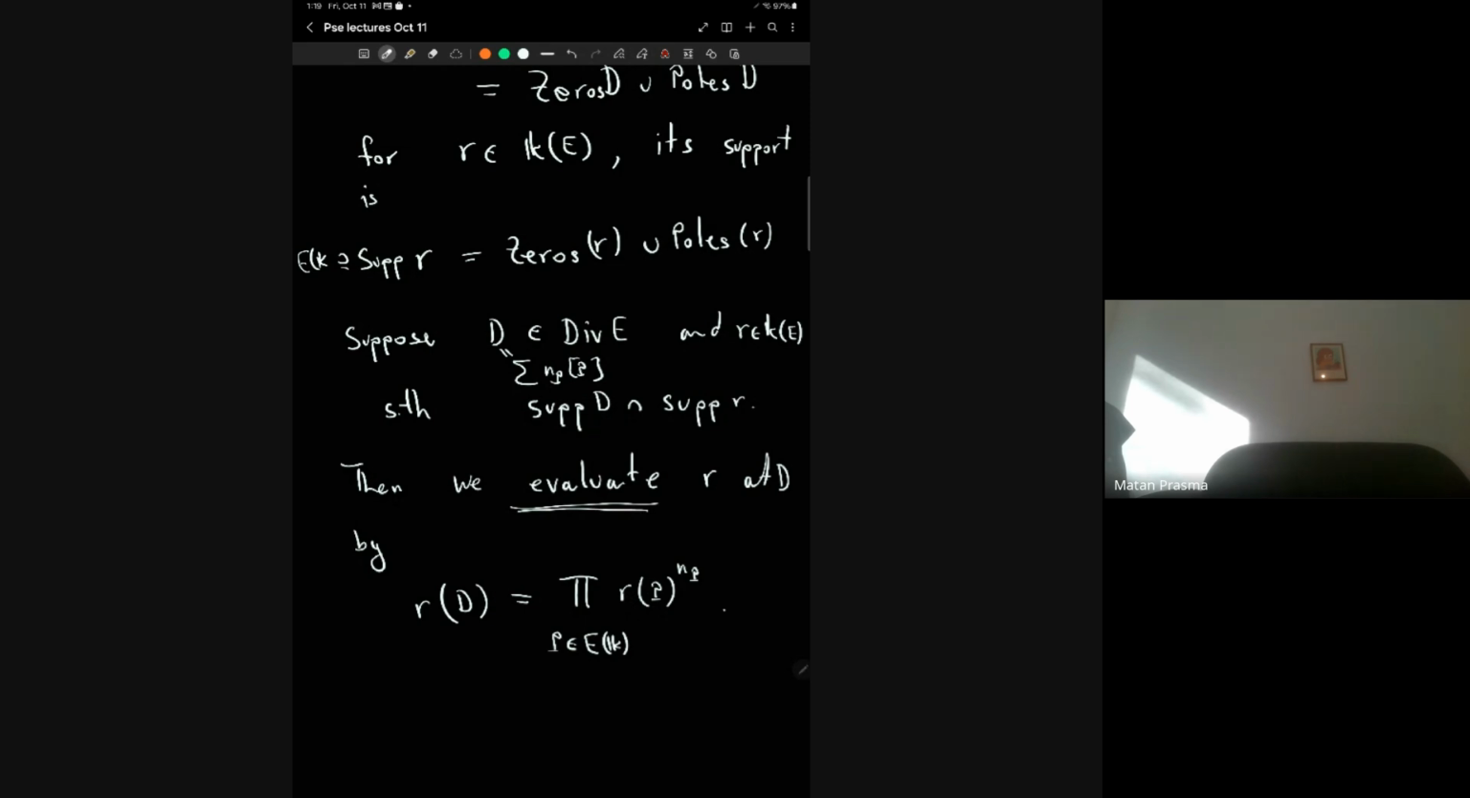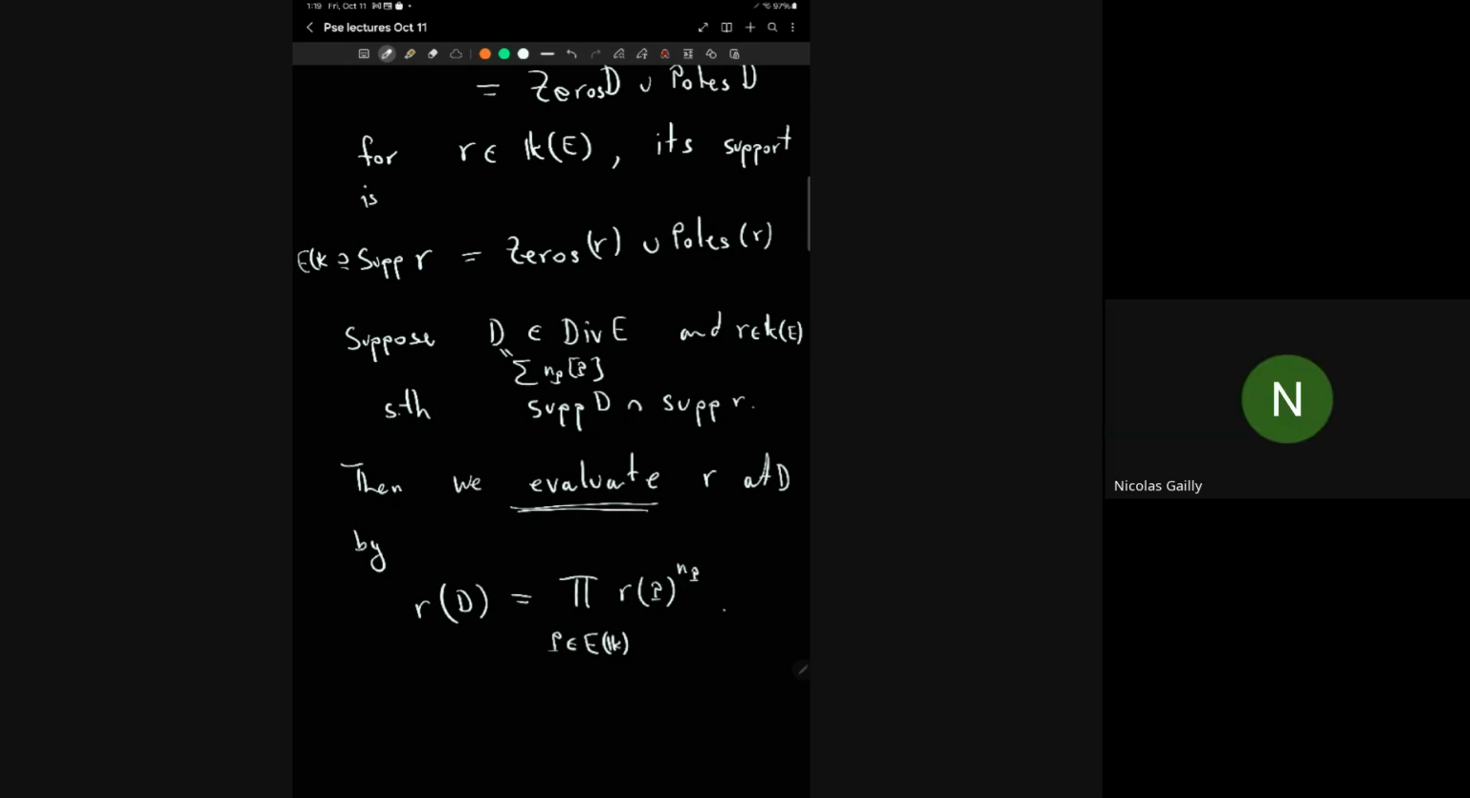Is this clear? I think the definition of RD is clear, but I'm a bit confused why you wrote a little bit before the support of D intersection with the support of R. R is a rational function; it's not a divisor. So what do you mean by the support of R here? It's not clear to me.